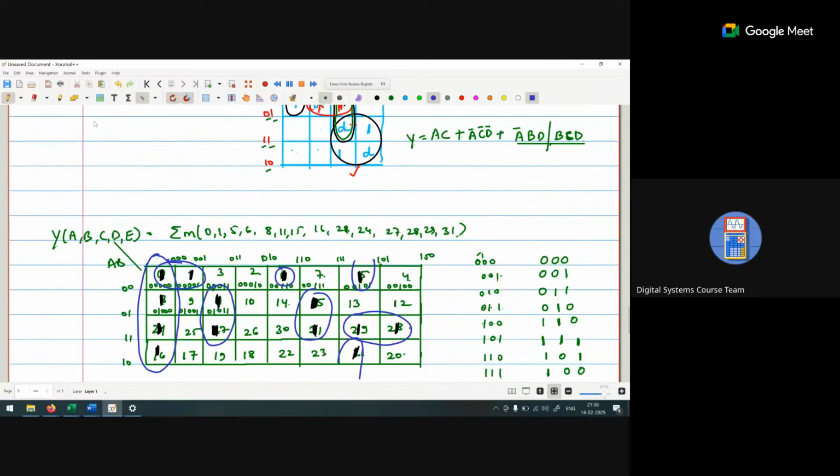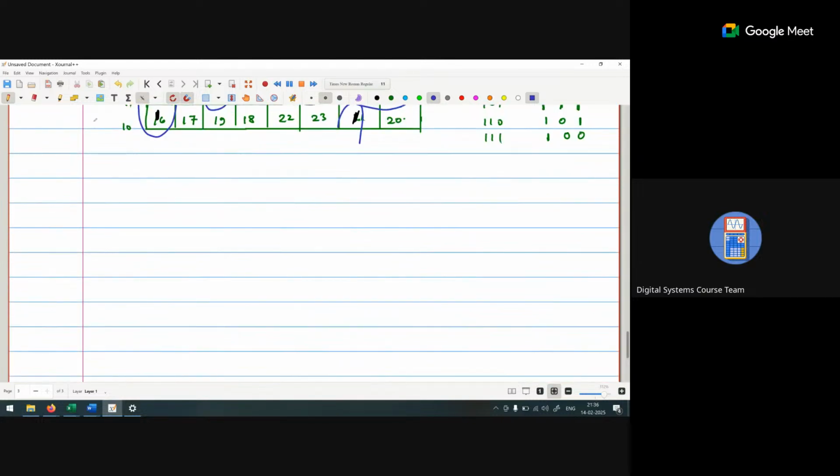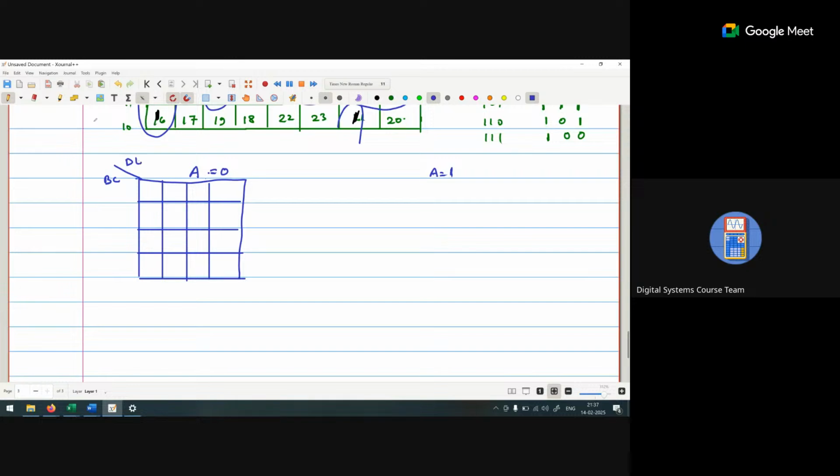So what we should do is that we are considering the 4 matrices, 2 matrices, again 4 plus 4. B, C, D, E.